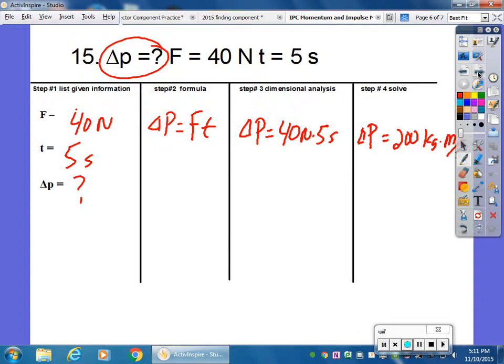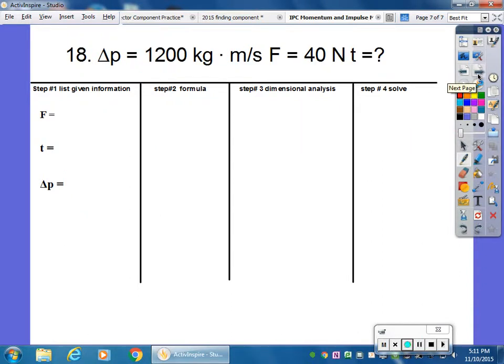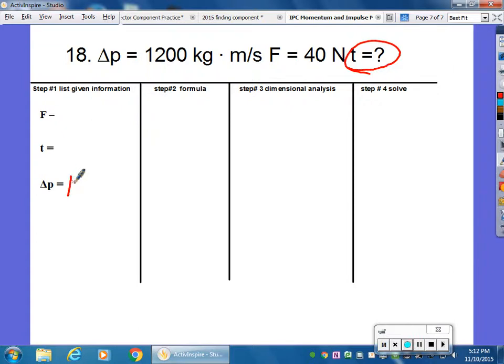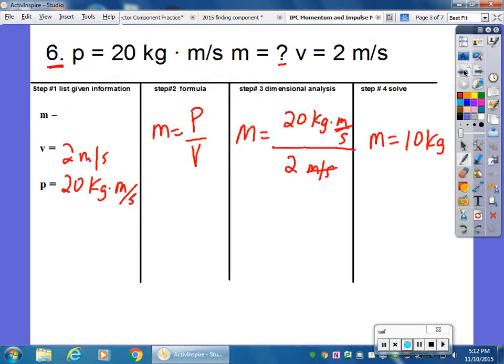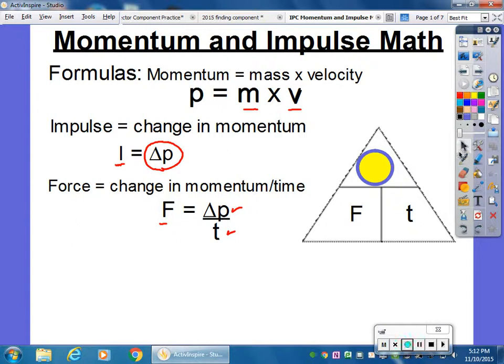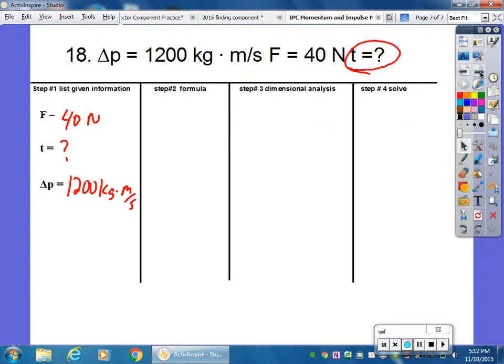Okay, and then last but not least, we are going to solve for time. So we got, again, 1200 kilograms times meters per second. That's our change in momentum. Our force is 40 newtons, and we're going to solve for time. One more time back to our triangle. We move that down here. We got change in momentum divided by force. So our time is going to be our change in momentum divided by our force.